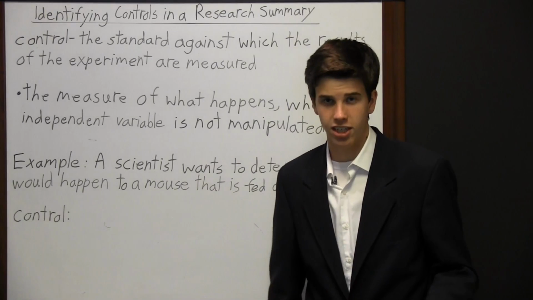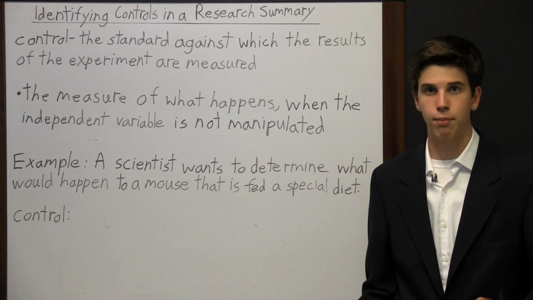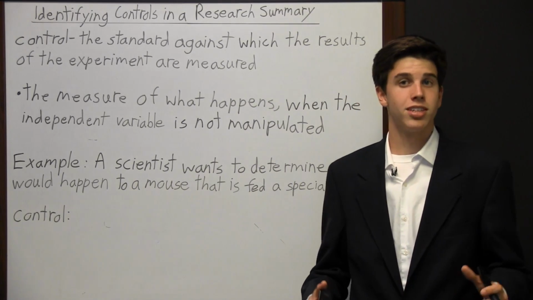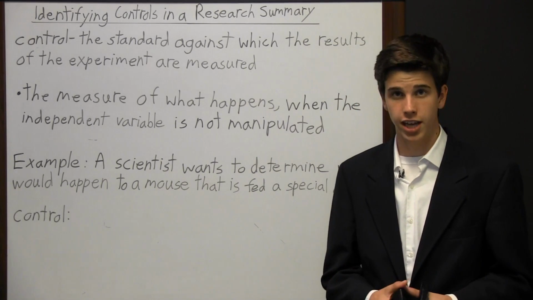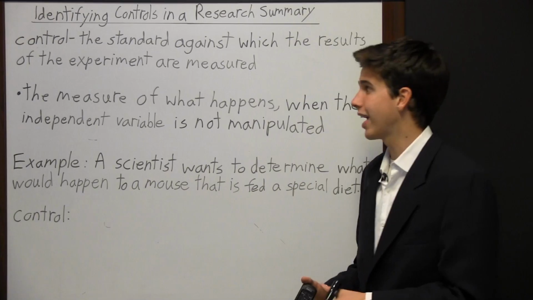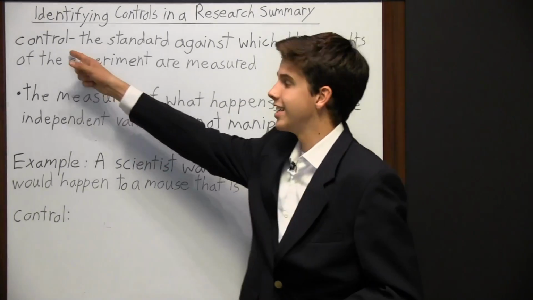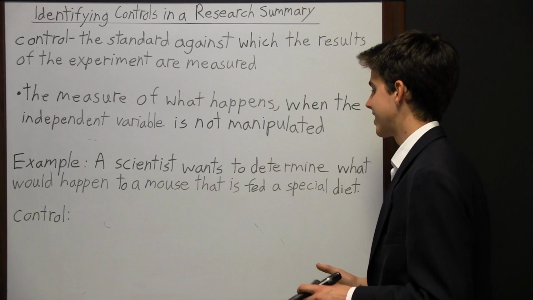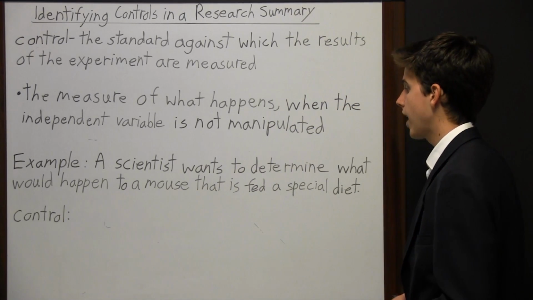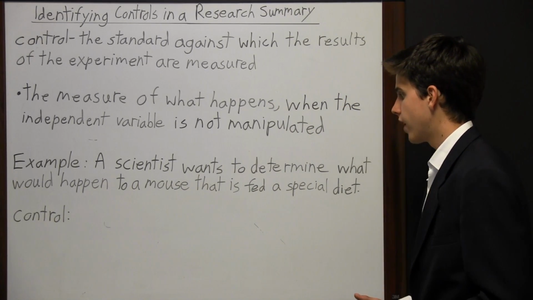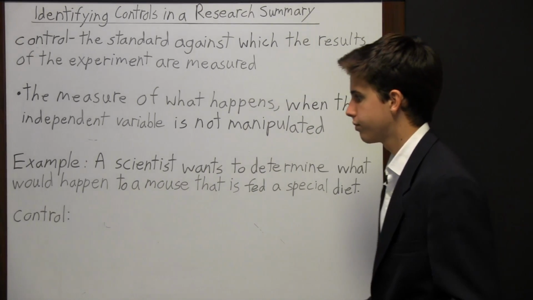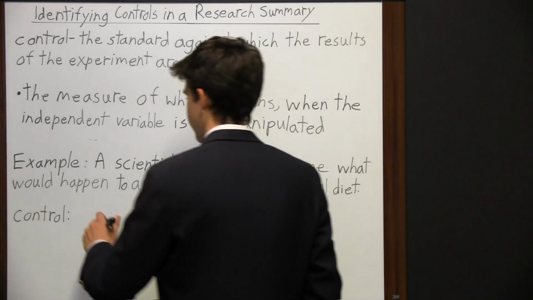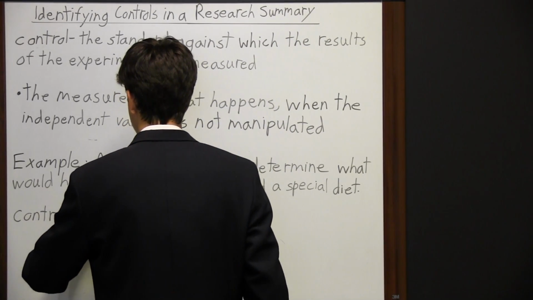Because if you conducted an experiment without a control, you would not be able to determine anything from the experiment. You would be able to see what happened as a result of what you did, but you wouldn't have anything to compare it to. So the control is there to give you something to compare it to. So an example is a scientist who wants to determine what would happen to a mouse who is fed a special diet. So the control here would be the mouse receiving a normal diet.